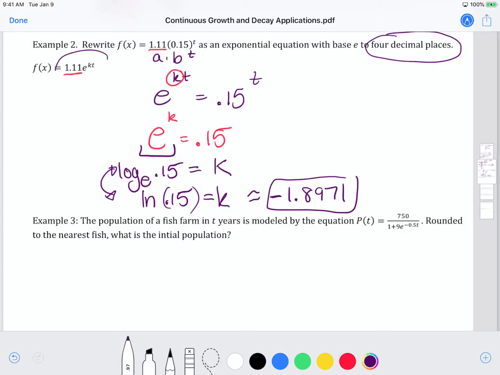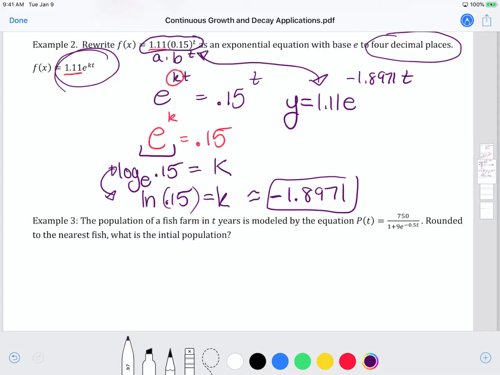When we have it in this form, if it's decreasing, our rate, or in this case, it's calling it k instead of r, that k should be negative if it's decreasing. So my final answer is going to be 1.11 e to the power of negative 1.8971 t. So these two equations are equivalent. We just rewrote it 2 different ways. This way I know it's decreasing because my b is less than 1. Right, here's my b. It's less than 1, so I know that should be decreasing. And when it's in this form with my base e, I know it's decreasing because this is negative.